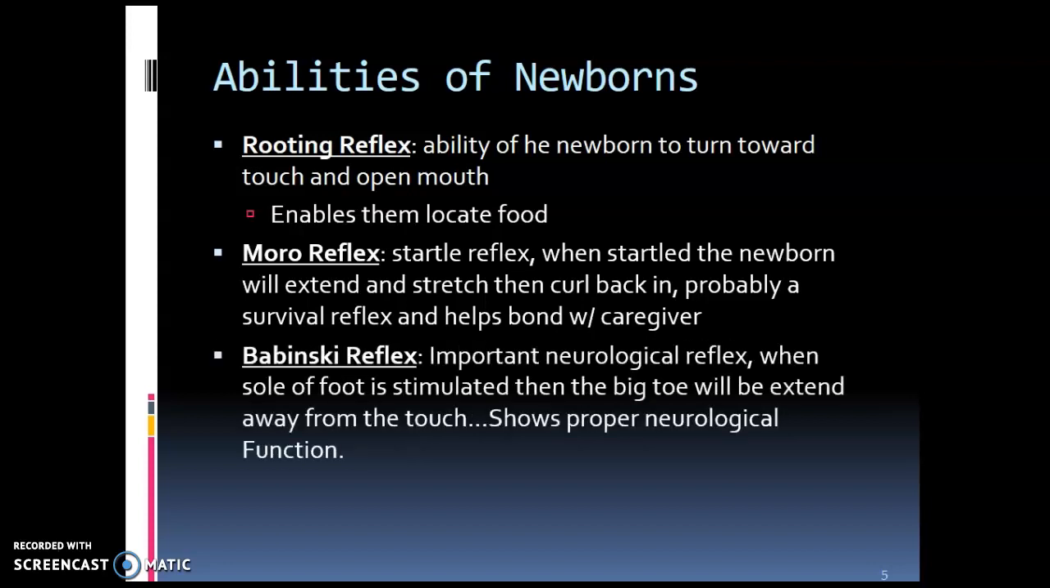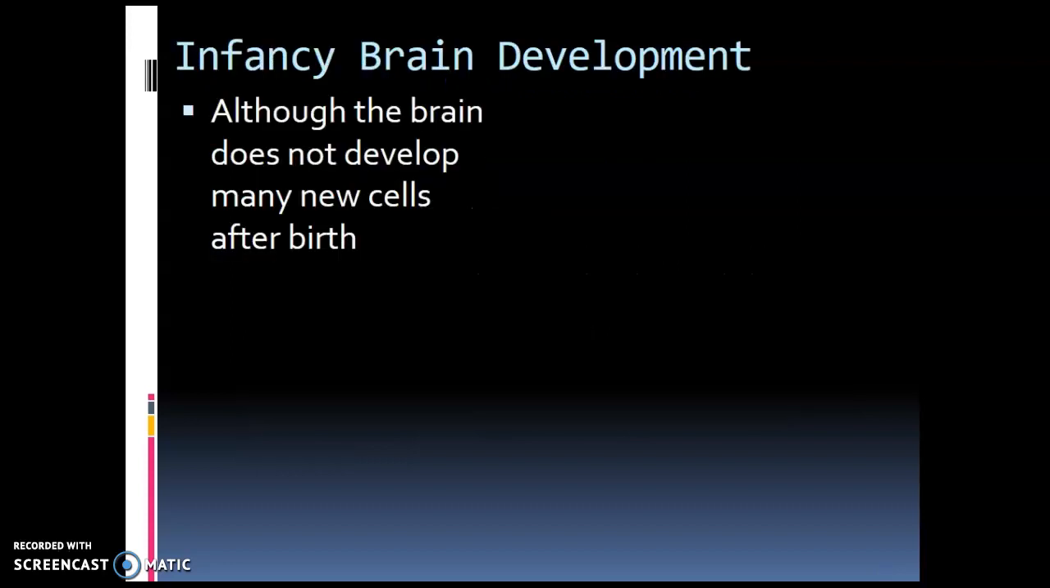The Babinski reflex: when you stimulate the sole of the foot, the big toe will extend. They'll stretch their toes out away from the touch. This is just going to show us proper neurological function. So if a child is born without the Babinski reflex, that can show or predict some type of developmental disorder, including but not limited to autism spectrum disorder. So those are the skills that we will be born with.